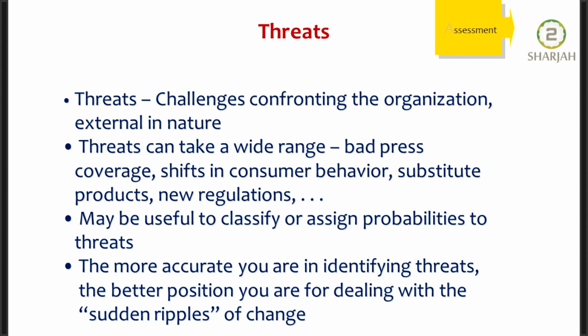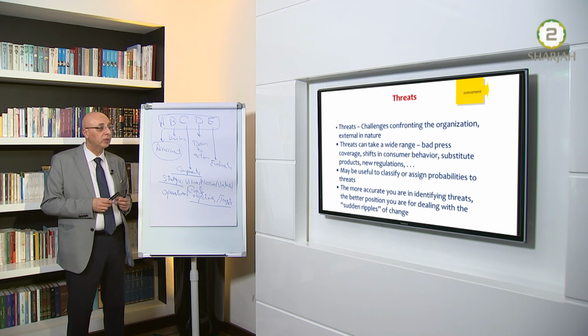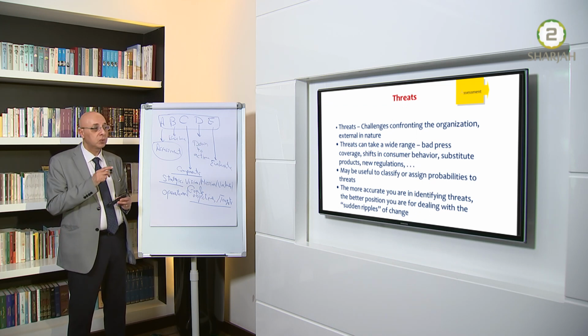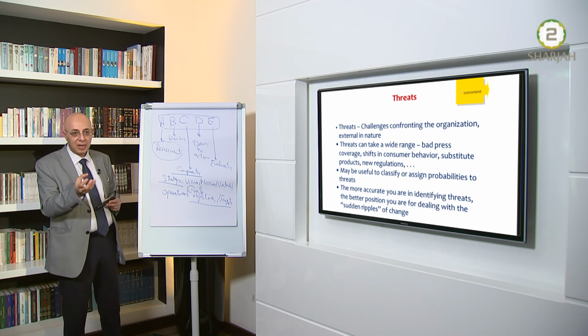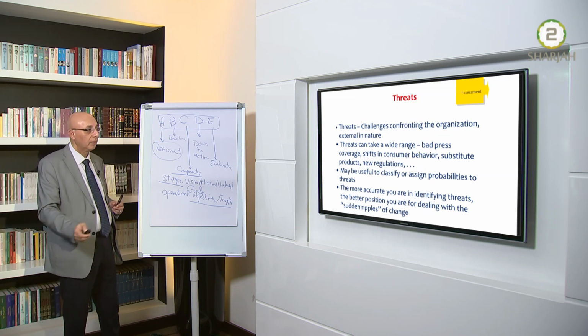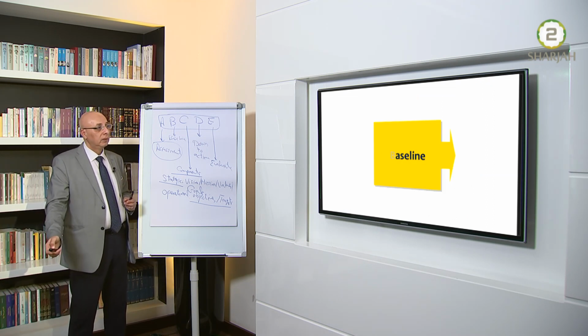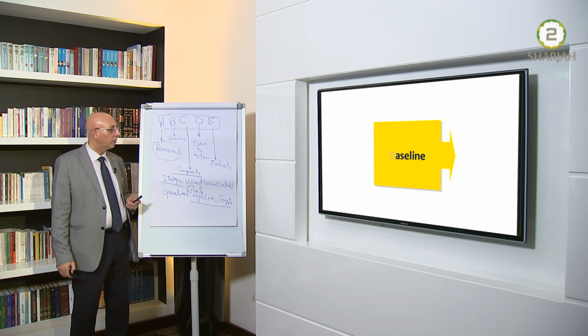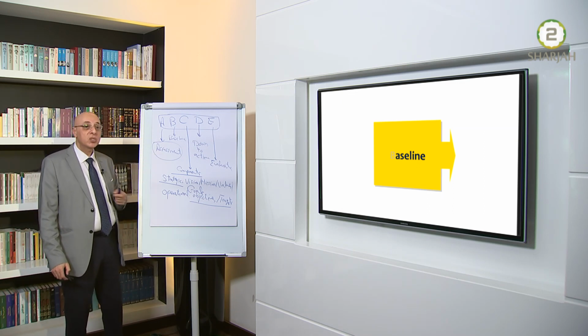Bad press, bad media coverage, shifts in consumer behavior, substitutes from other products, new regulations by the government. It may be useful to classify or assign probabilities to the threats. Then we ask for partnership. So this is the A. All of this is the assessment.